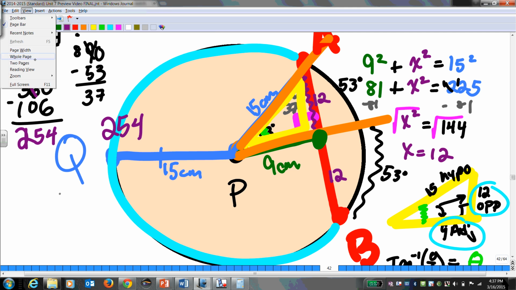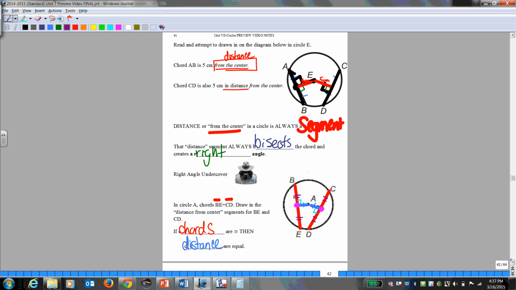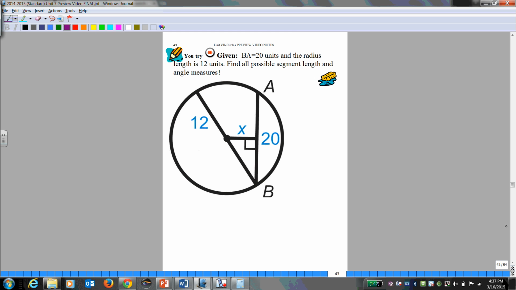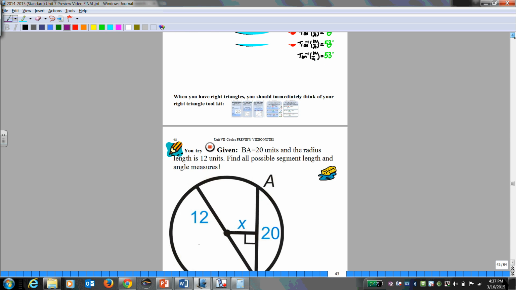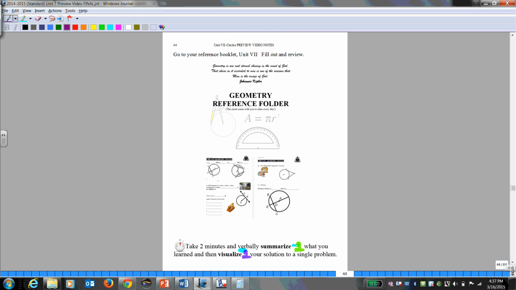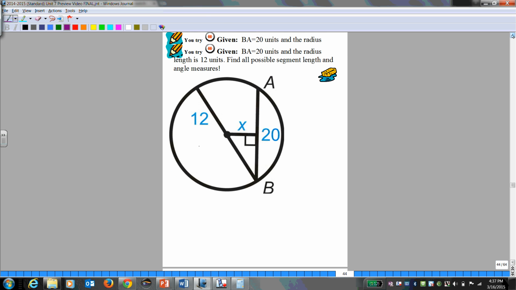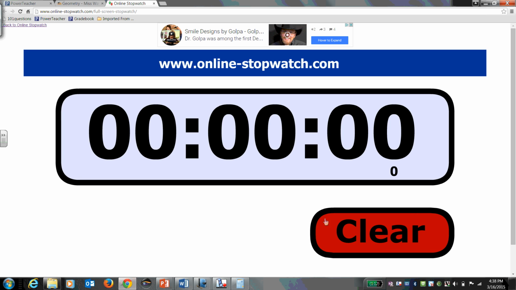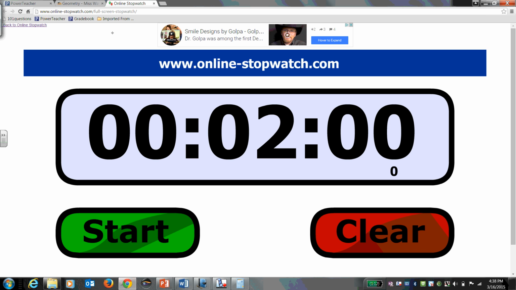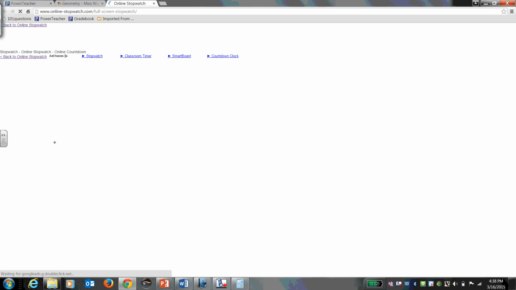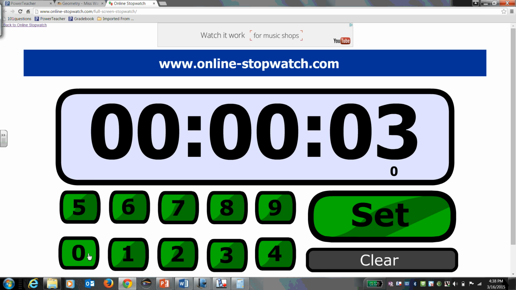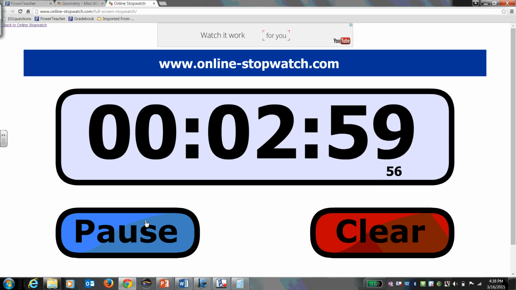Getting the hang of this? All right, you're going to do one on your own. That was the page. So this page right here, I'm going to set the timer for 2 minutes. And you're going to find everything that you possibly can find, both in segment lengths and angle measures. In fact, I'll give you 3 minutes because you might need that long. Ready? 3 minutes. Find everything that you can find. Go.